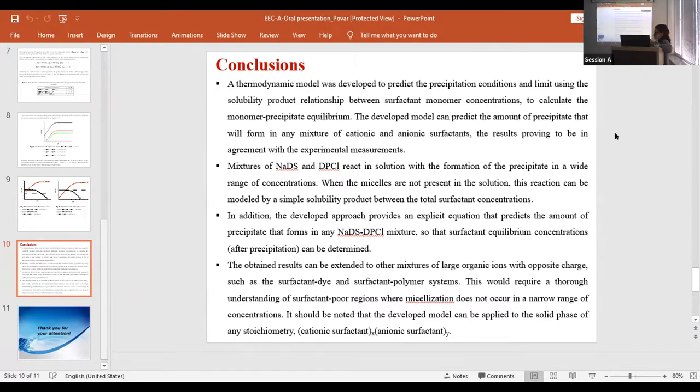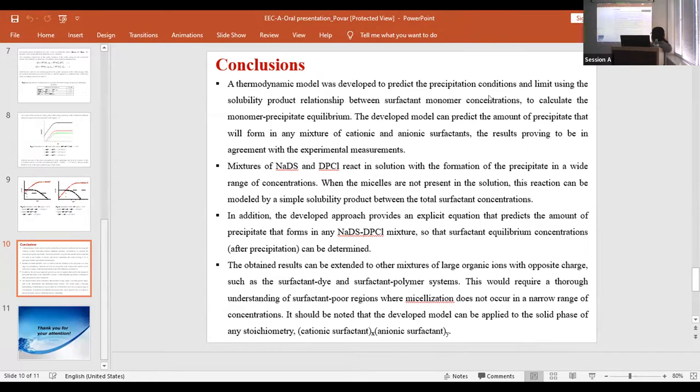Thank you for the scientific sources, the life sources. Mixes of CPSMTD. The CLL reactive solution information of the precipitate in a wide range of concentrations. When the micelle are not present in the solution, this reaction can be modeled by a simple solubility product between the total surfactant concentration. In addition, the developed approach provides an explicit equation, but the amount of precipitate that formed in any mixture. So, with the surfactant equilibrium concentration can be determined.